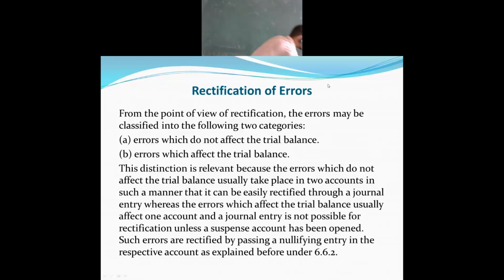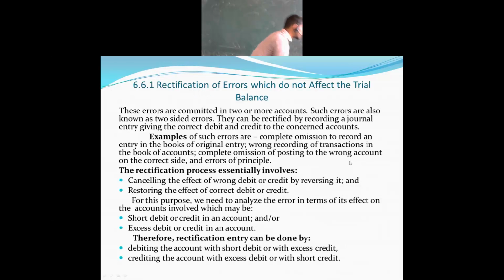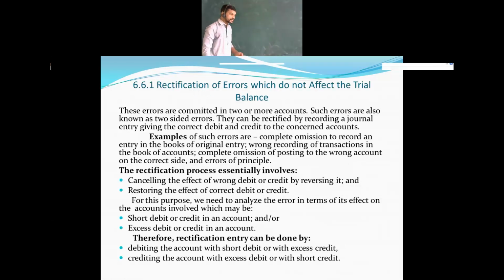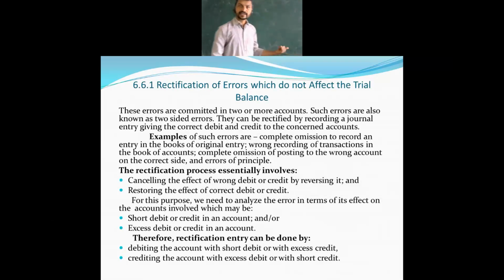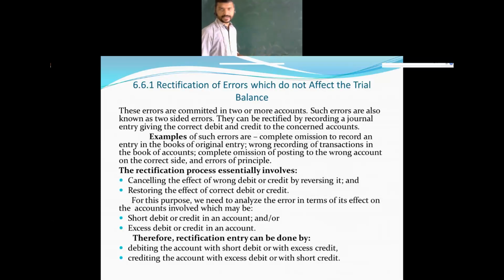So let's see further. Such errors are rectified by passing nullifying entries in the respective accounts. So let's see which respective accounts we are going to discuss further. Here it is: rectification of errors which do not affect the trial balance. The first point, the category is what we had made. First, errors that do not affect the trial balance, and then those that do, the second one. So here we are going with the first part.